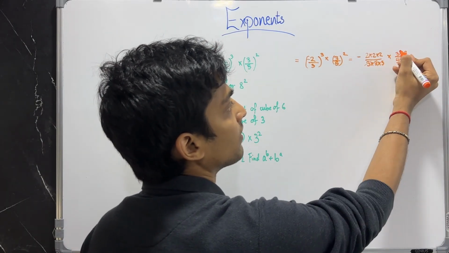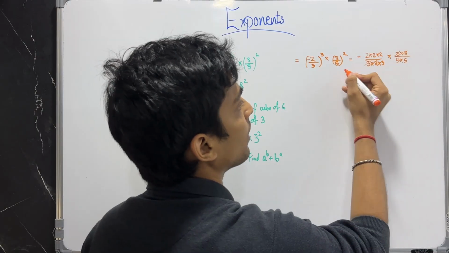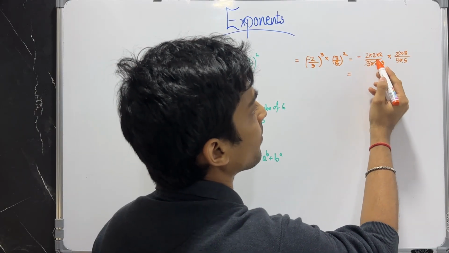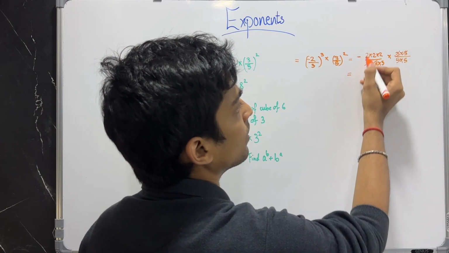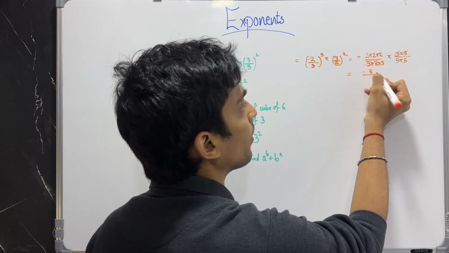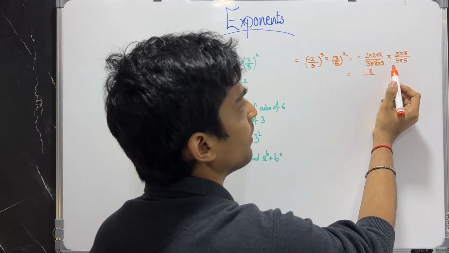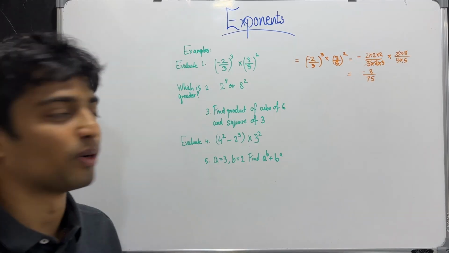So 3 gets cancelled, and now we can calculate. We will get 8 upon 15. So this is minus 8 upon 25. 3 5's are 75. Next one, second.